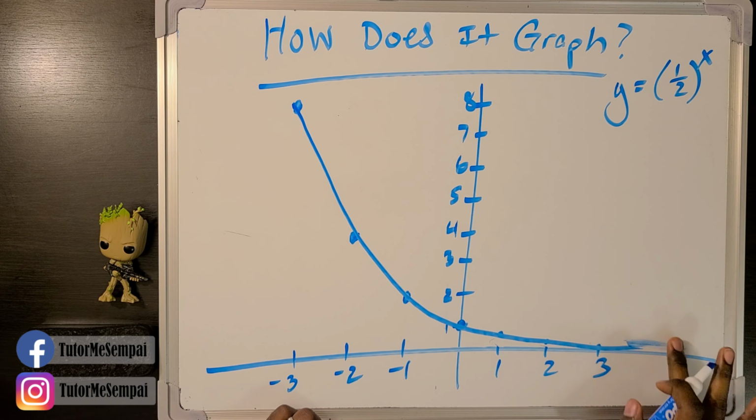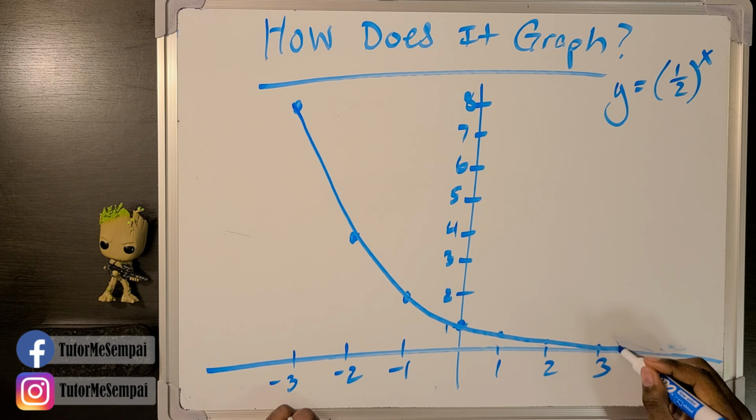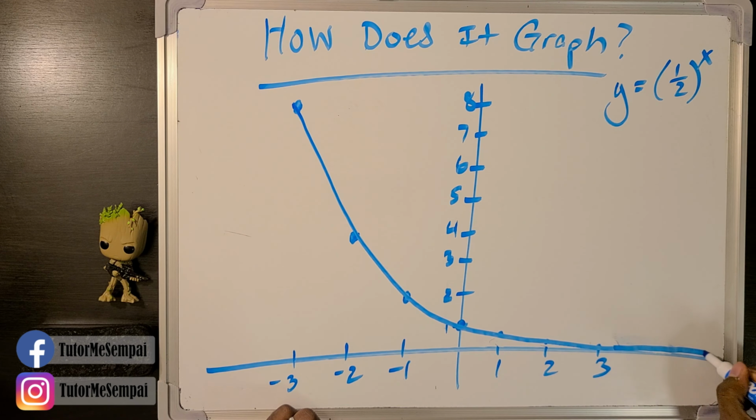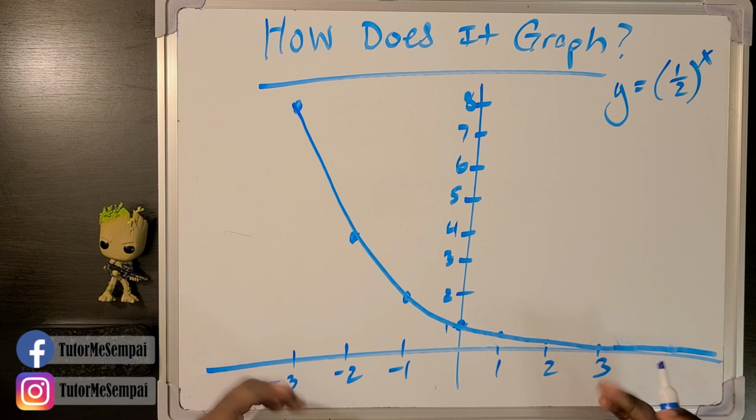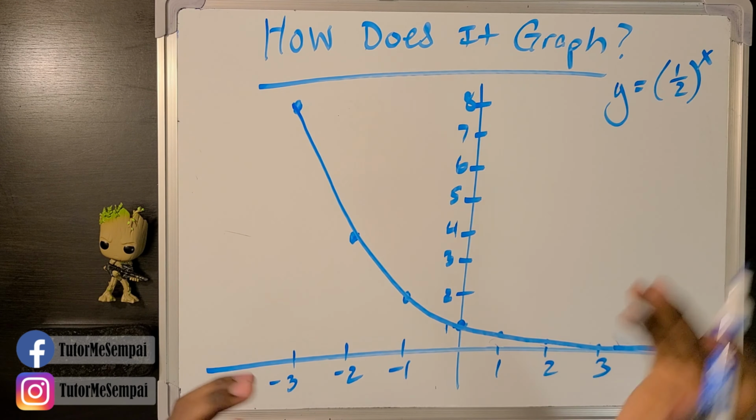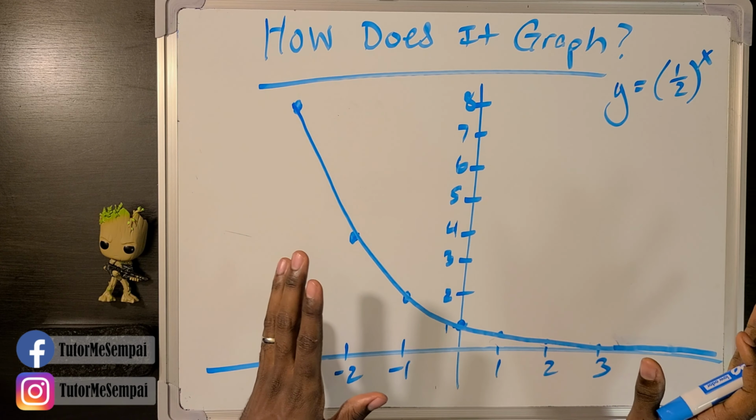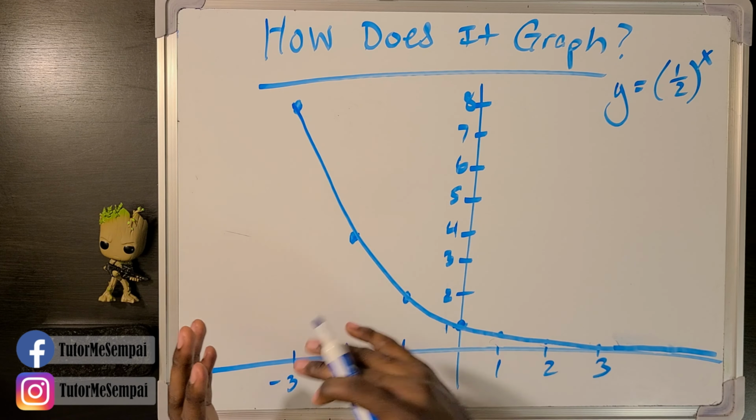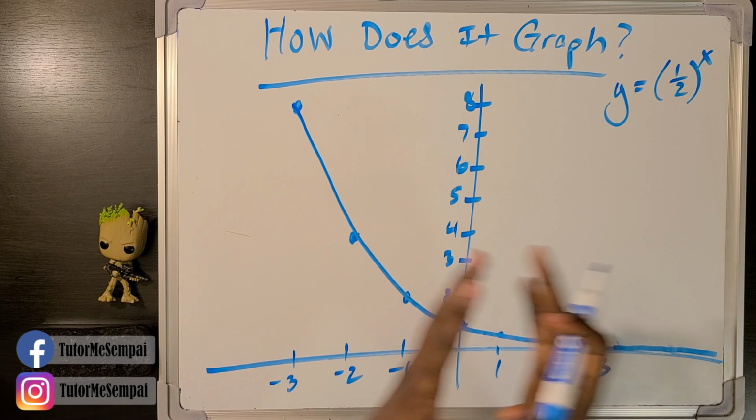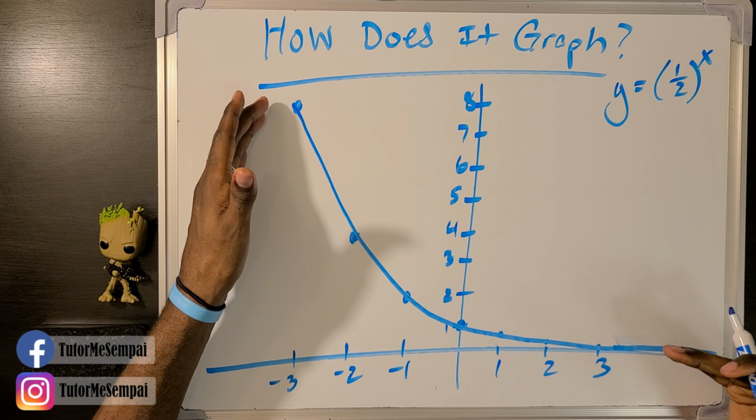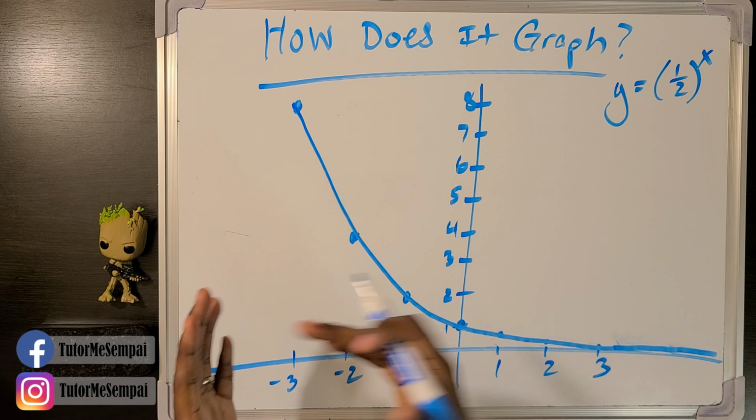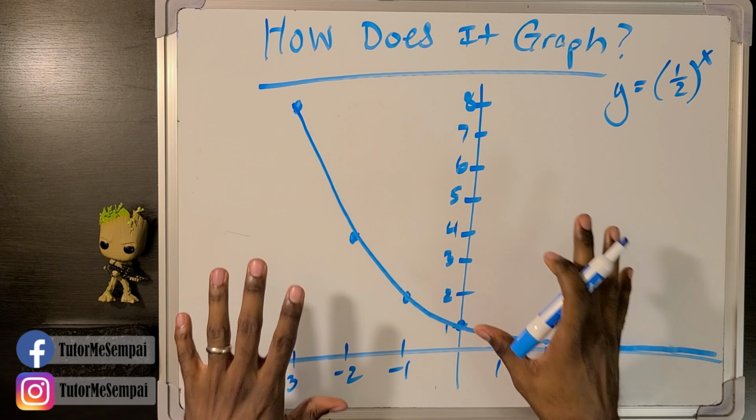It does not bounce like that. That is not what you want. It's just going to pretty much hug. And this is how your graph is going to look when you have a base that's between 0 and 1. Remember, we don't want 0 or 1, and we definitely don't want anything negative because that's just going to bounce up and down. So between 0 and 1, you get something decreasing like this. And if anything greater than 1, you got something increasing like our previous example.